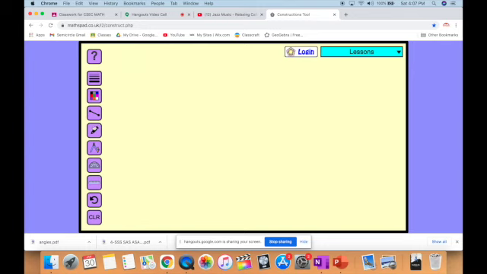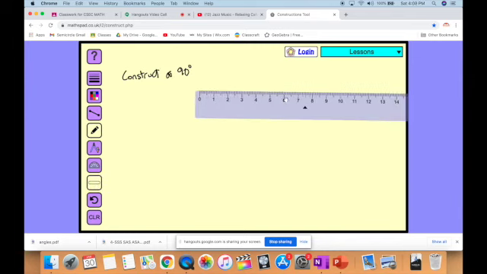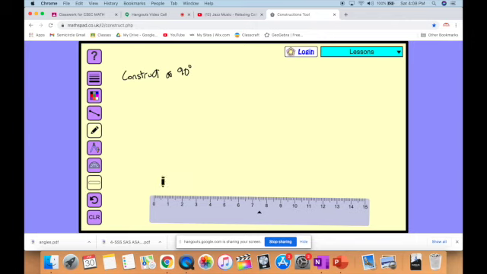Now let's construct a 90. So we are going to construct a 90-degree angle. First thing I'm going to do, and I'm going faster, so follow me along, real fast. Draw a line.